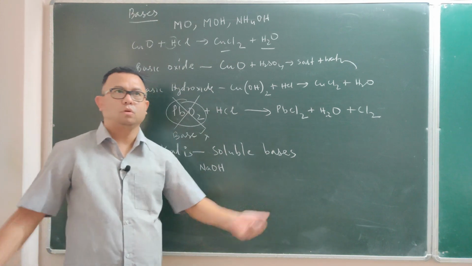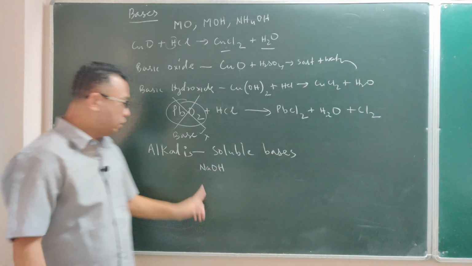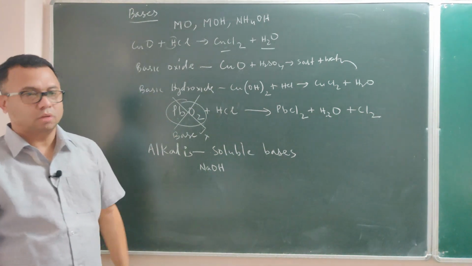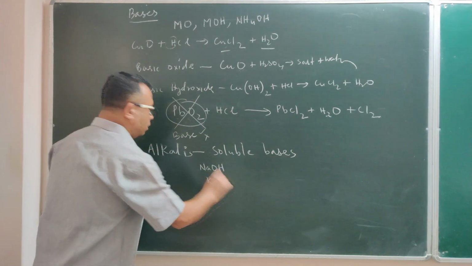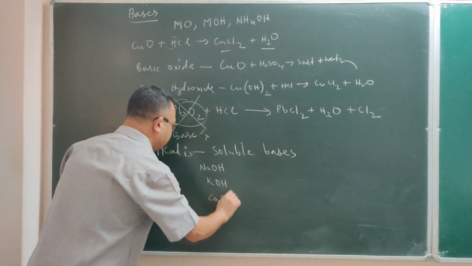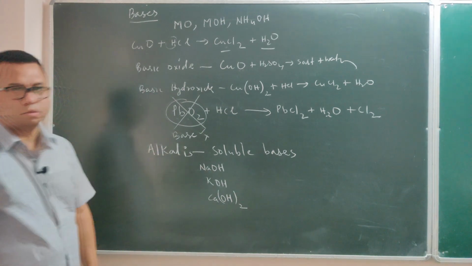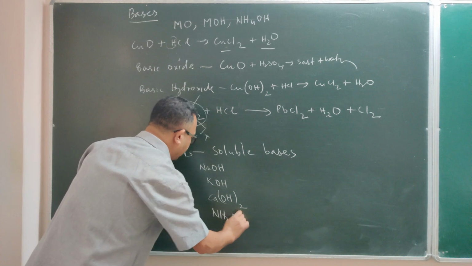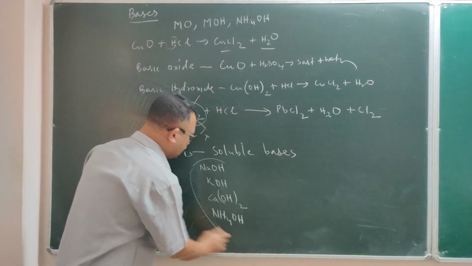Now again, if you ask, sir, how to know which is soluble and what is not soluble? Wait for some time, because as we do salt, there you will understand how to know which salt is soluble and what is not soluble. So this is a soluble base. Potassium hydroxide, a soluble base. Calcium hydroxide is a soluble base, even though not very much soluble, but sparingly soluble. Then ammonium hydroxide. These are the bases which are soluble in water. That is why we consider them as alkalis.